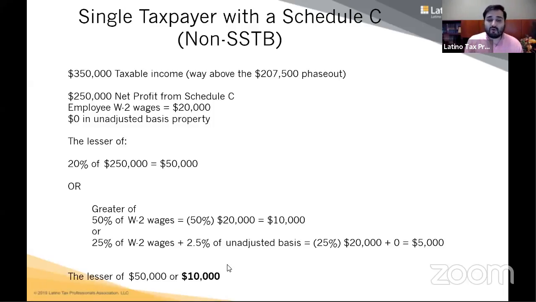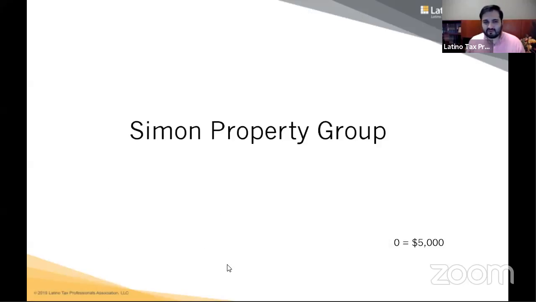Because if she would have more employees, if her W-2 wages would be higher, she may be able to get a bigger deduction, right? So do you see how the way the law is designed, that it's designed for companies to hire more employees in a way? So that's how that works. So hopefully that wasn't too confusing.